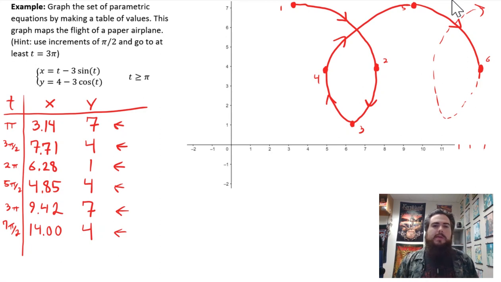So this is what we mean by the flight of a paper airplane. When you throw it, it very often will dip down and will start to do some loops. No, it will not do infinite loops, but it's, I guess, assuming that there are less forces than usual. But that would be this parametric set of equations.